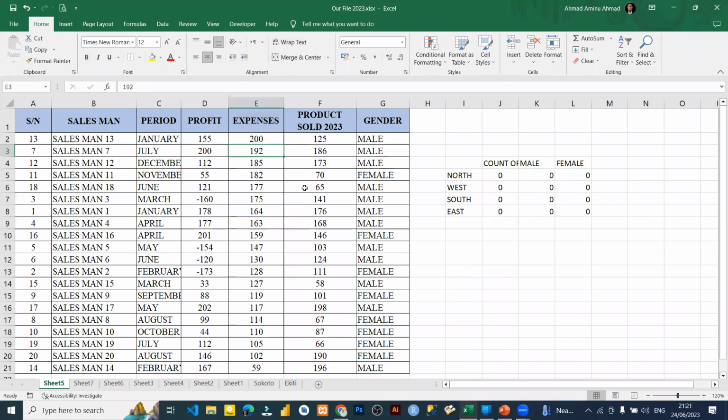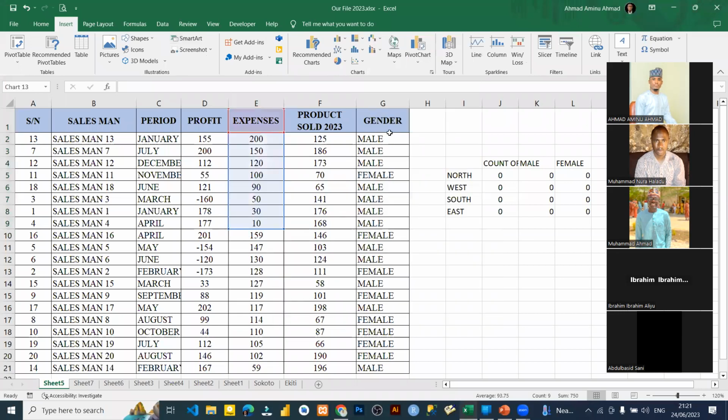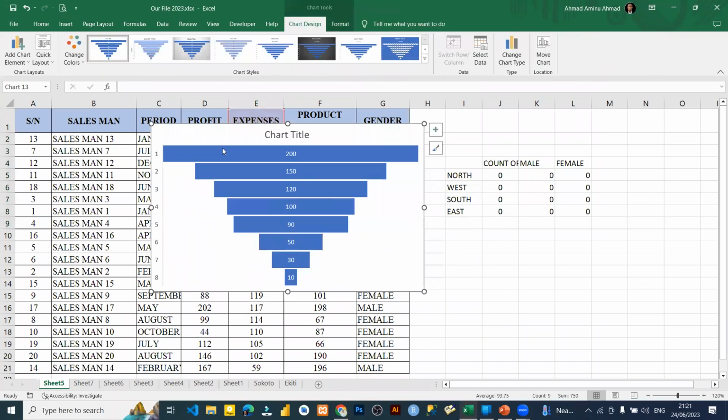So let me just decrease it in some things. Let me just say 150, 120, 100, 90, 50, 30, 10. For example, let's do it like this. So let me show you how the funnel will look like. You see, this is how the funnel looks like. We have this coming down to 10. So when the values of the data show progressively decreasing values, that is, the values are going down, that's when you use the funnel chart in order for you to visualize that particular data.